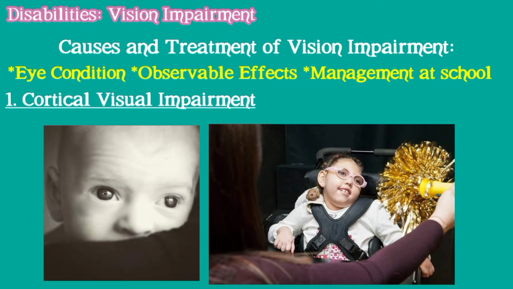The observable effect of cortical visual impairment is that it often occurs with other disabilities, for example cerebral palsy, with very low or no vision and problems making sense of visual information. So what does school management do? Use clear and simple objects and colors to try to teach visual recognition. Use other senses, touch and hearing, for teaching and communication.